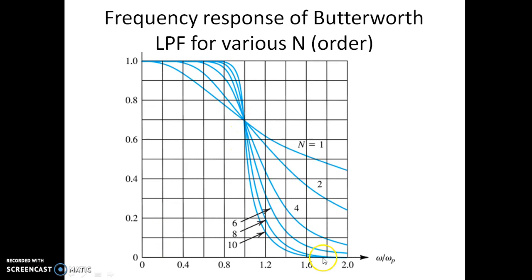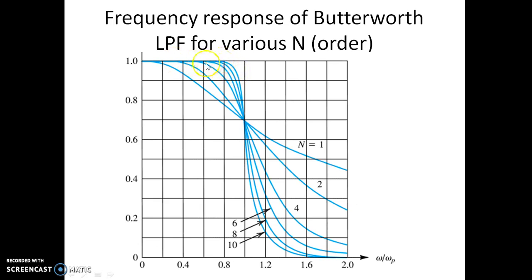On the x-axis we have the ratio of omega by omega p. So where omega by omega p is equal to 1 here, you can see the magnitude is 0.707 of the maximum. So this point exactly corresponds to 3 dB. So as the value of n changes, the cutoff frequency will not change. The only thing is the flatness over which it is flat. So the maximally flat response will be possible if the value of n is more and more. The response is flat only till this point if the value of n is 1. If the value of n is 10 here, you can see the flatness is more here.